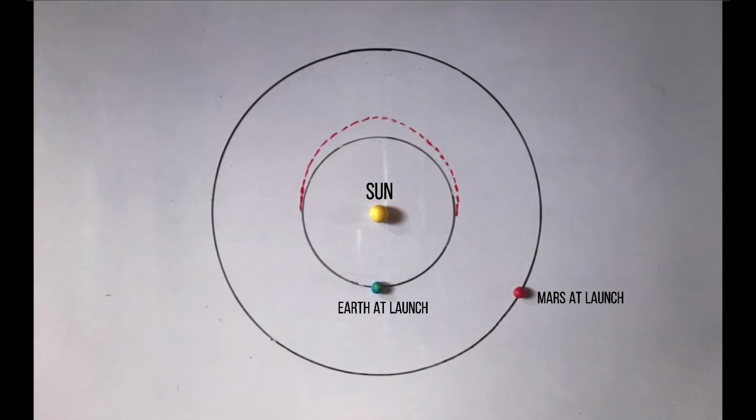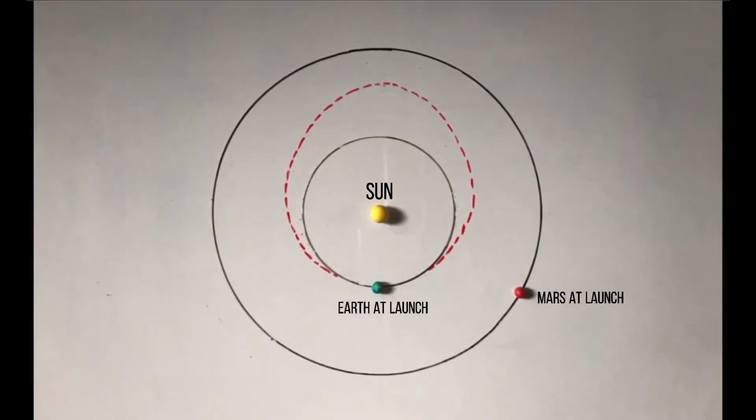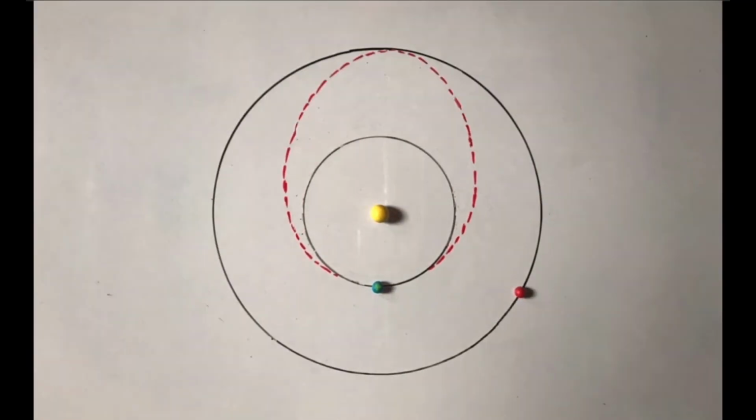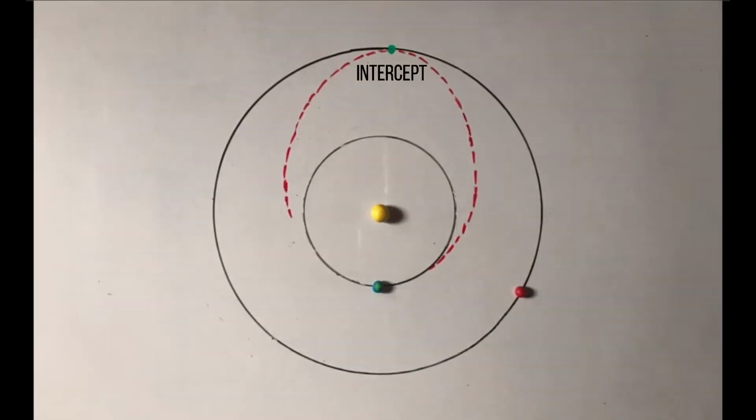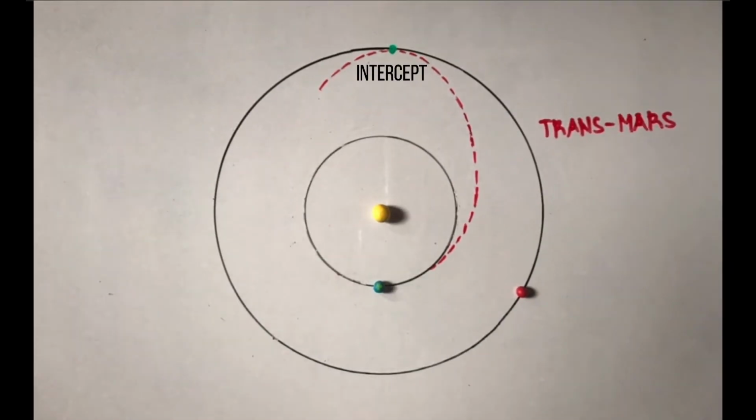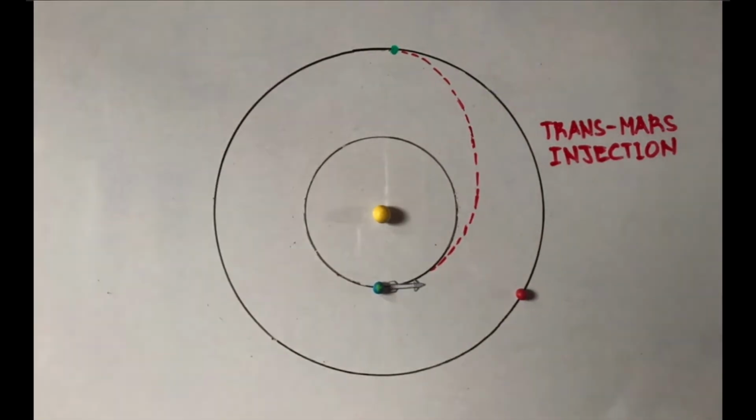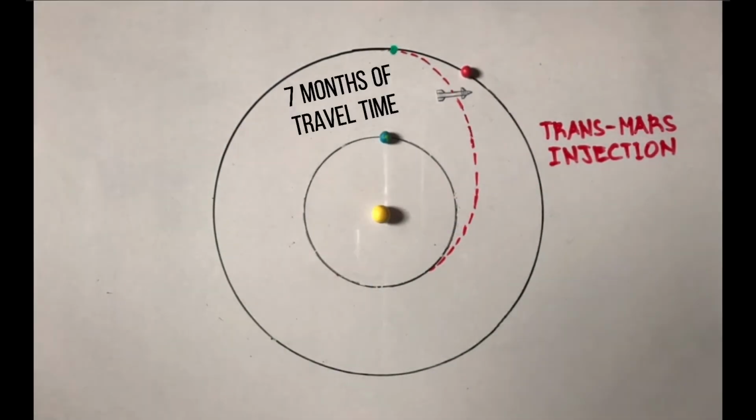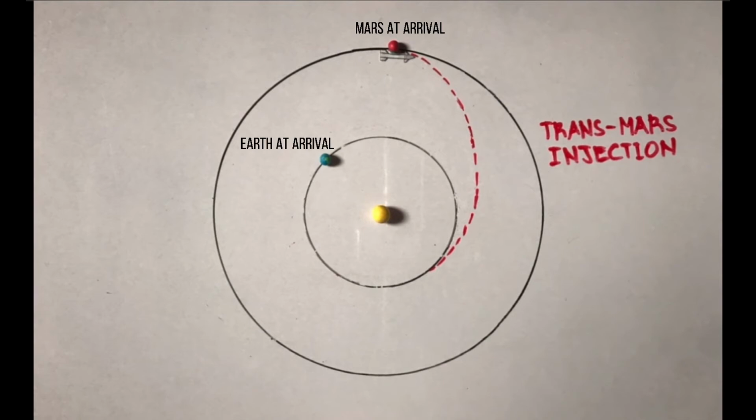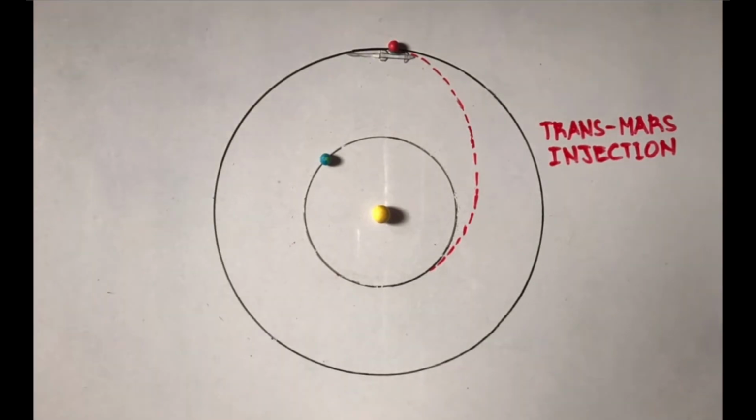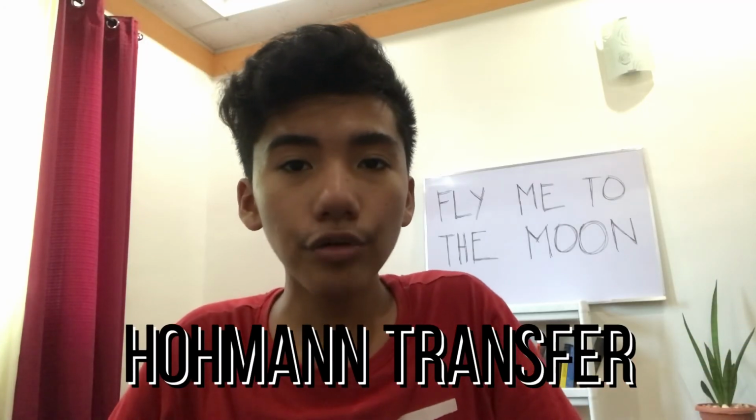Now, to get to Mars, we just need to fire our engines to raise our orbit until we intercept Mars at some point of its orbit around here. This maneuver is known as the trans-Mars injection. We will coast for most of the mission and the journey would take about 7 months. When our spacecraft reaches Mars, it could either slow down and get into orbit or land on the Martian surface. That's Hohmann transfer, and that's how you can get to a higher orbit, the Moon, or even Mars.